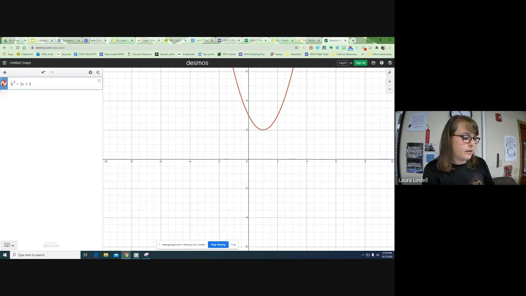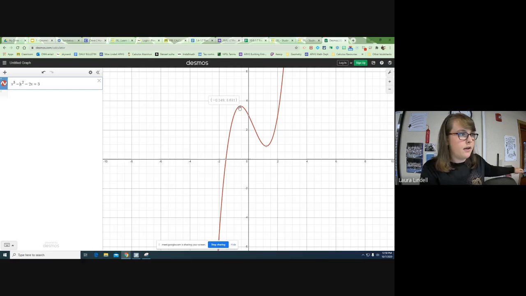If you had a cubic, though, it might have some other extreme values, like this cubic has a maximum here, and it has a minimum here. So the value of the maximum is 3.631. That's my maximum value at that point. And then my minimum value, it's a local minimum, is 0.887. This is a local max and a local min.